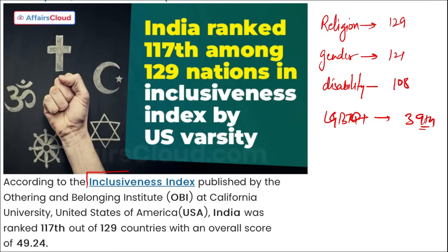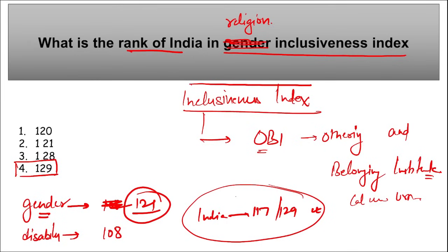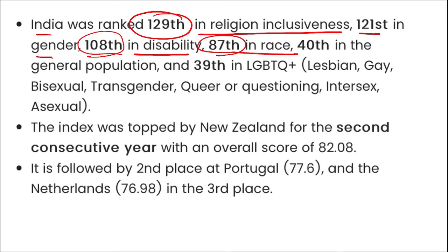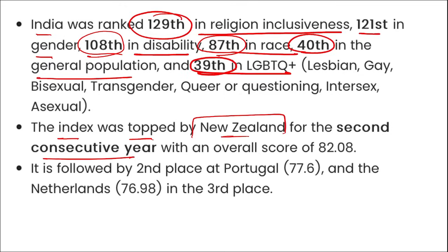Then who topped this inclusiveness index? Here we saw the rank of India in the inclusiveness index is 117. So who topped this? It was topped by New Zealand. Correct? Followed by Portugal in second and Netherlands in third position. Moving on. Here you can see India was ranked 129th in religious inclusiveness, 121st in gender, 108th in disability, 87th in race, 40th in general population, and 39th in LGBTQ+. And this index was topped by New Zealand for the second consecutive year with a score of 82.08, followed by Portugal in second and Netherlands in third.